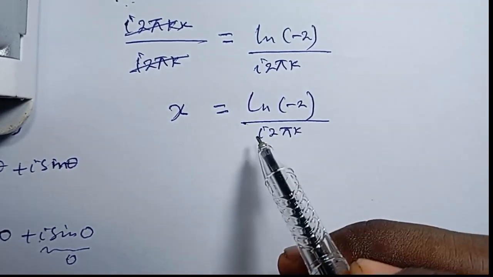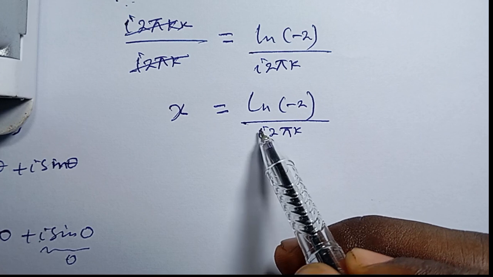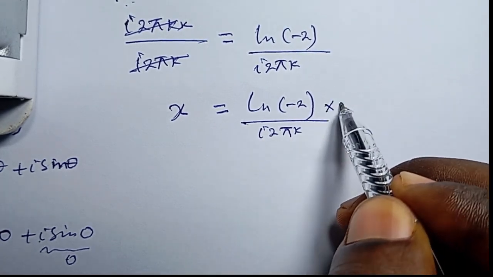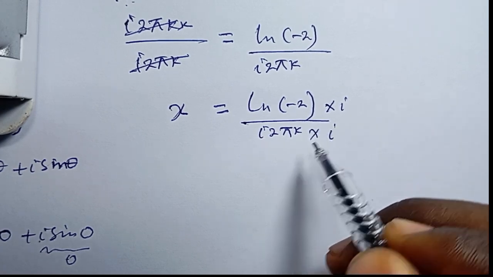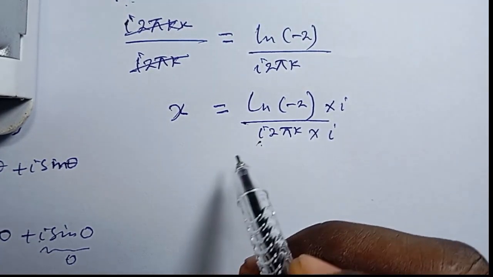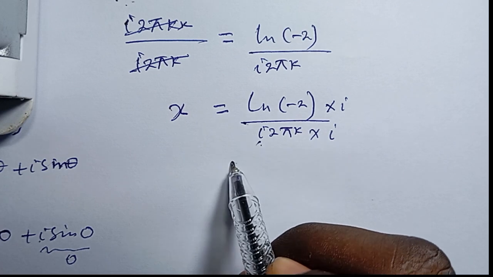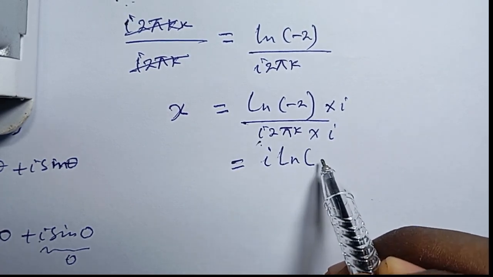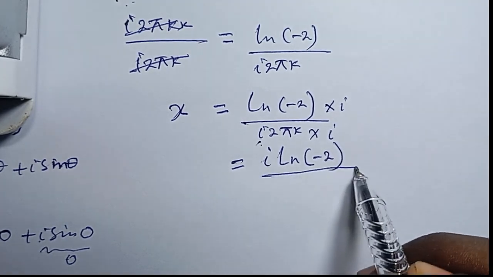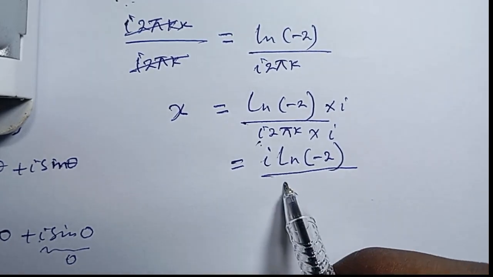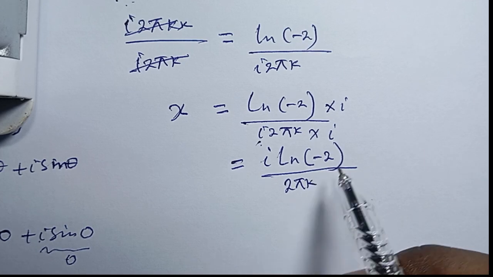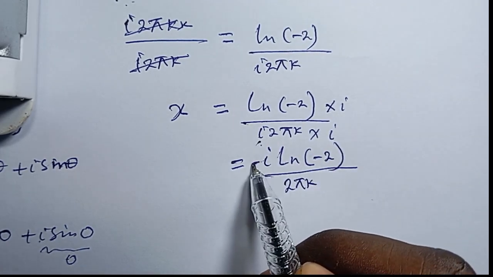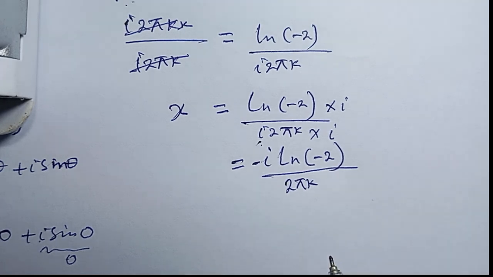But of course i is not supposed to be in the denominator, so we're going to multiply both the numerator by i and also the denominator by i, so that we can remove this i at the denominator. So what I'm going to have is i multiplied by the natural log of negative 2 divided by 2 pi k. And of course i multiplied by i is equal to negative 1, so I'm going to bring up the negative 1 right here.